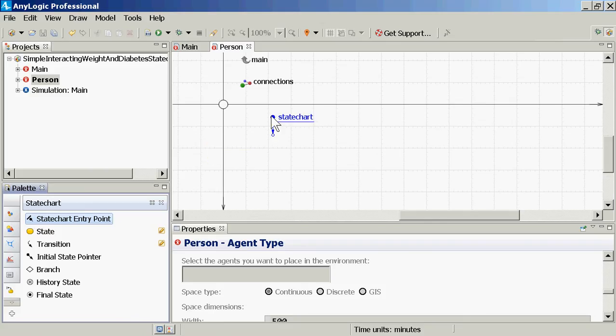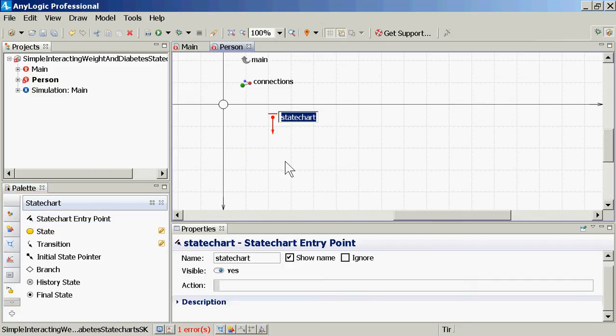The first thing we're going to add in is a state chart entry point. This is going to capture a bunch of states that are mutually exclusive and collectively exhaustive in evolution between them. So it's going to be called state chart. All right, let's call it diabetes state chart.